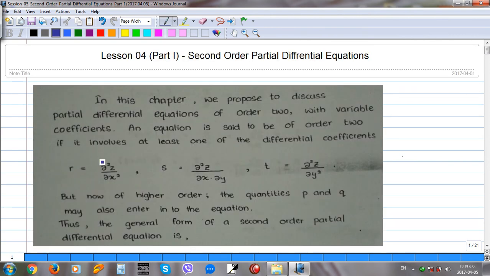Now I think you have a clear understanding about how to solve second order partial differential equations, and for this lesson you also have a tutorial. So do it and submit within the allocated time.